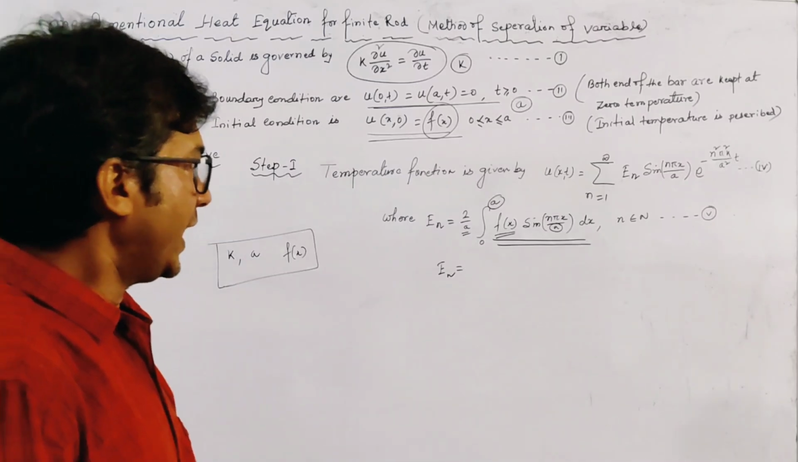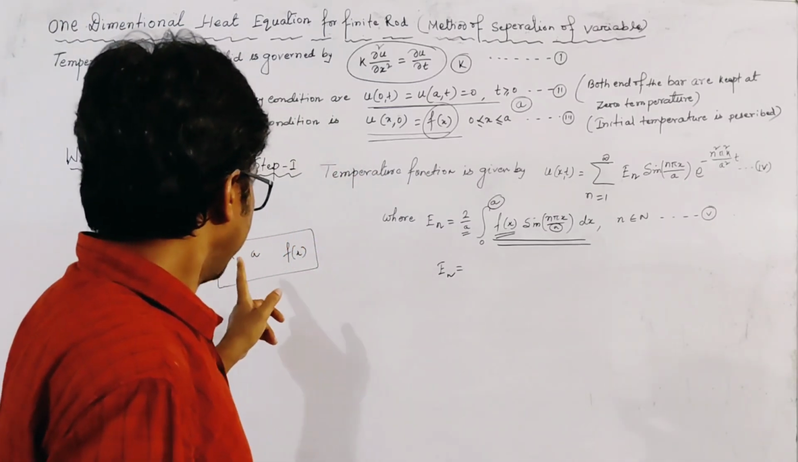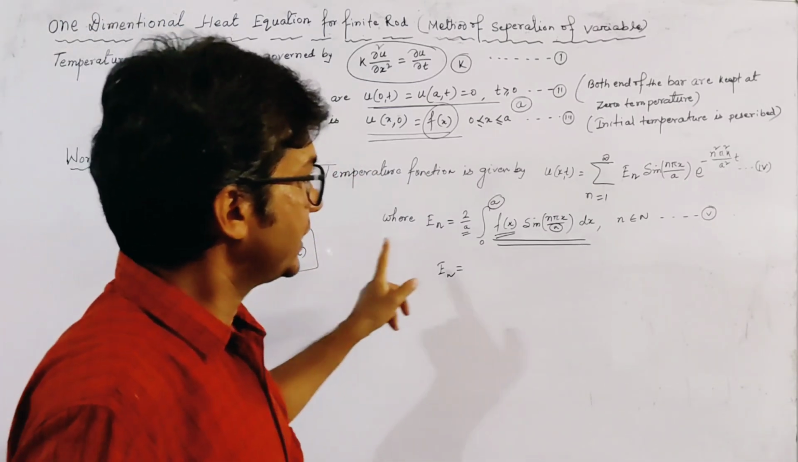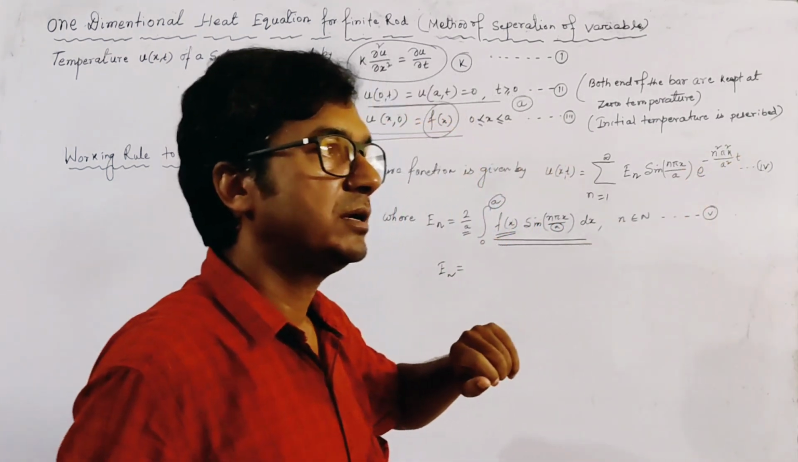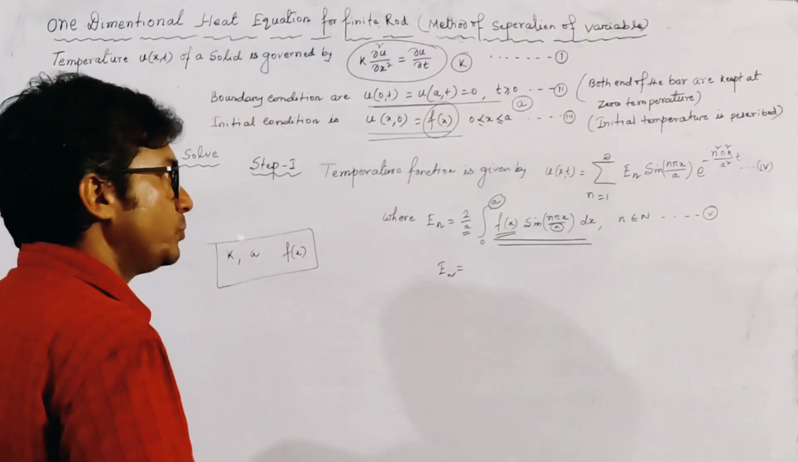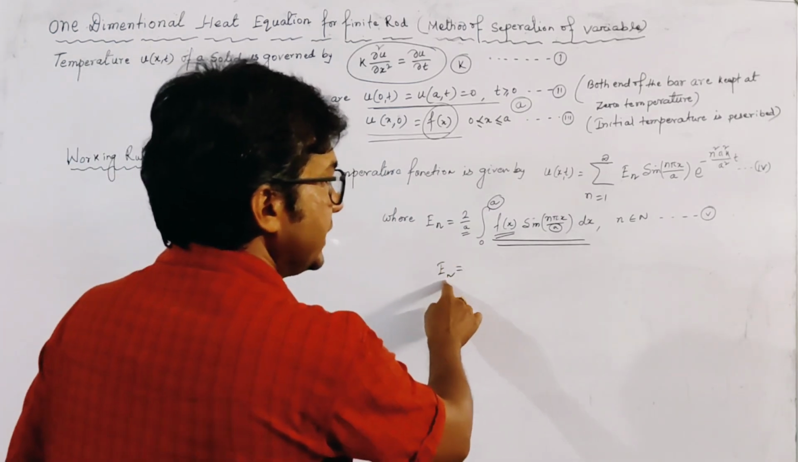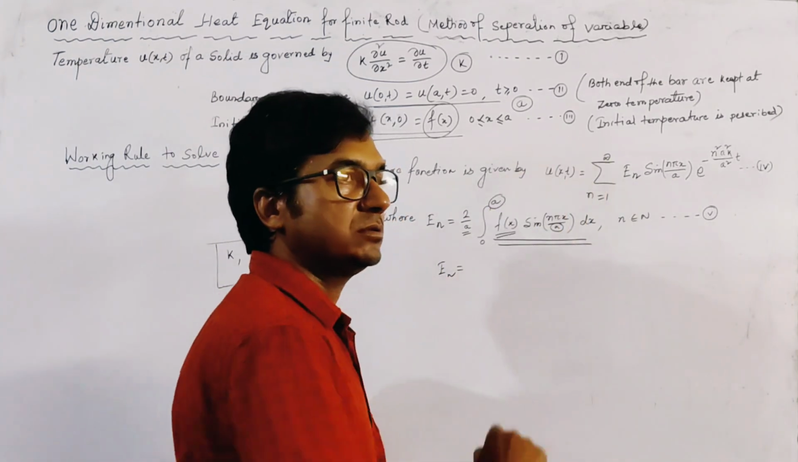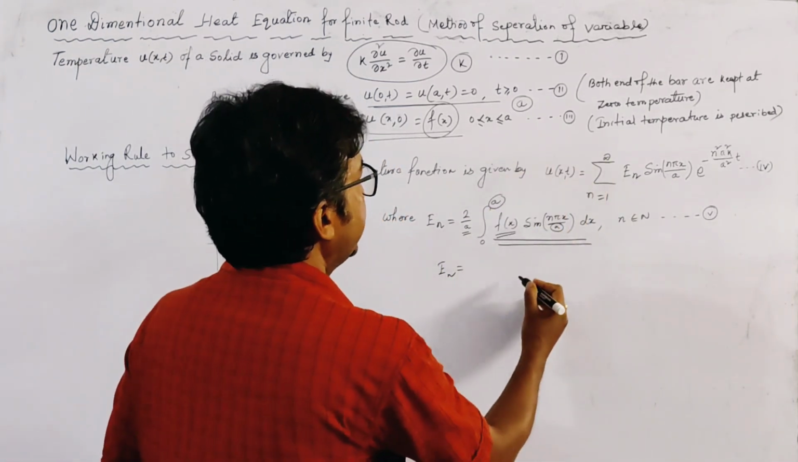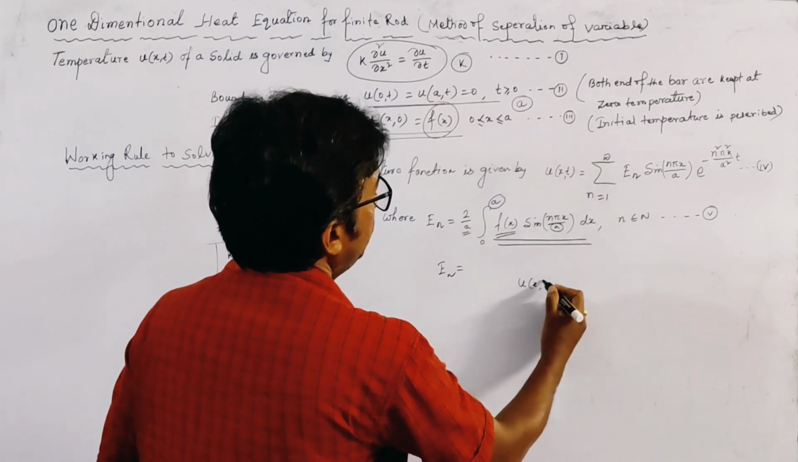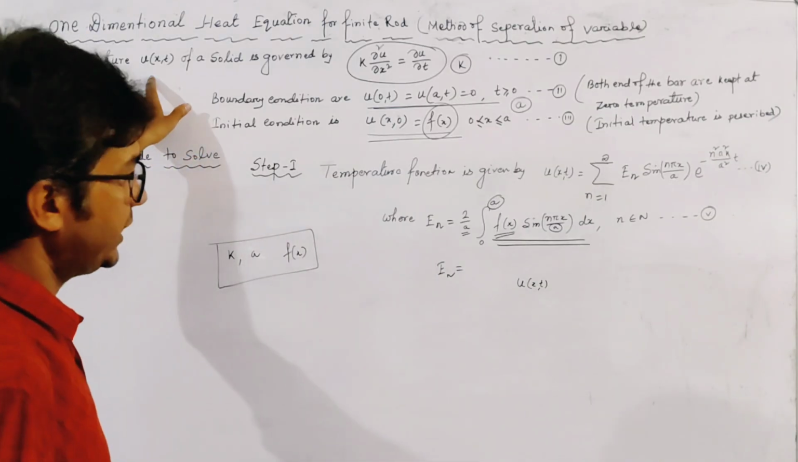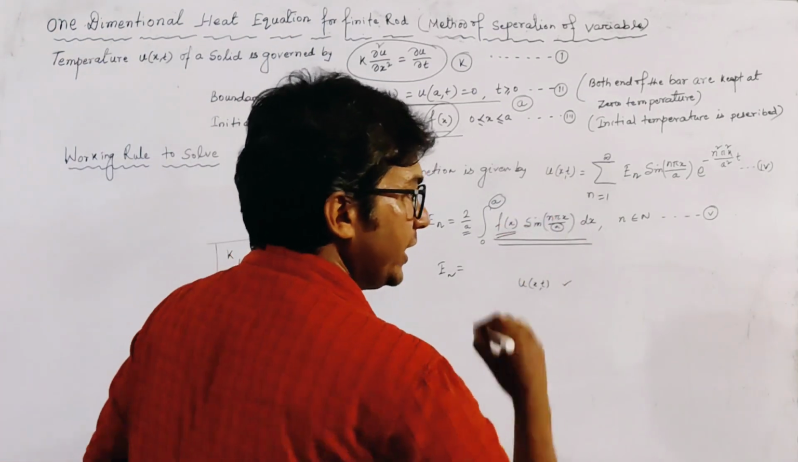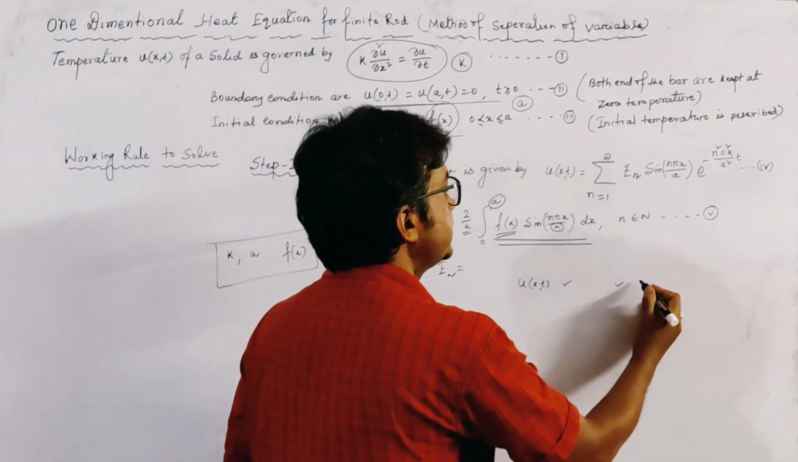Now we put the values of k and a here, a and a here, and also a here, putting the value of E_n in the general solution, and get the value of the temperature function u(x,t) completely. And our problem is solved.